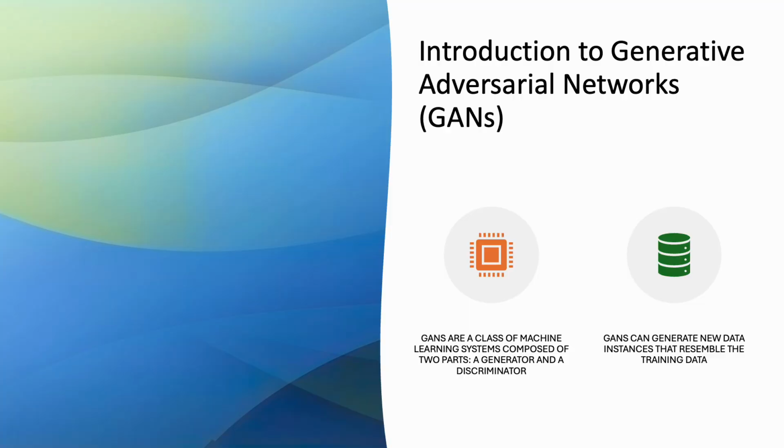Introduction to Generative Adversarial Networks, or GANs, is something I would like to discuss here in a little bit more depth. GANs are a class of machine learning systems composed of two parts, a generator and a discriminator. GANs can generate new data instances that resemble the training data. Let's look into this in a little bit more depth.